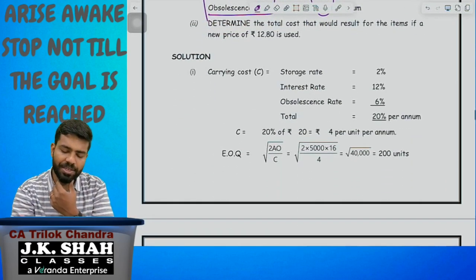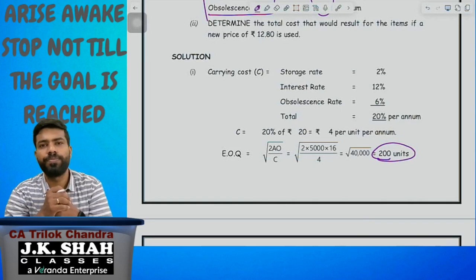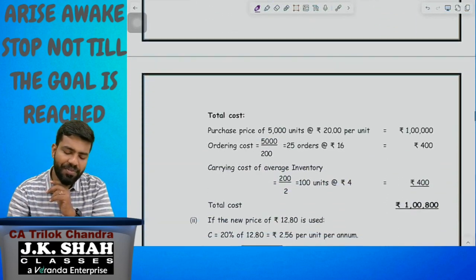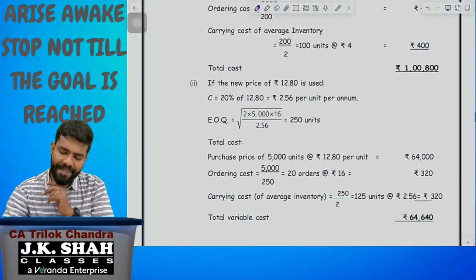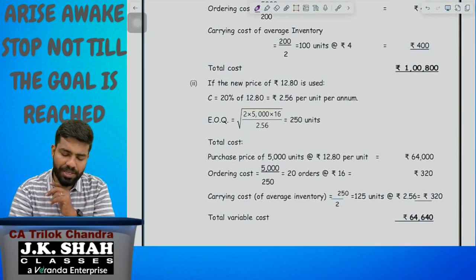We can calculate that. See here. Root of 2AO divided by C. 200 units is the EOQ. And they are asking to calculate the variable cost. Look here. They are asking to calculate the total cost.